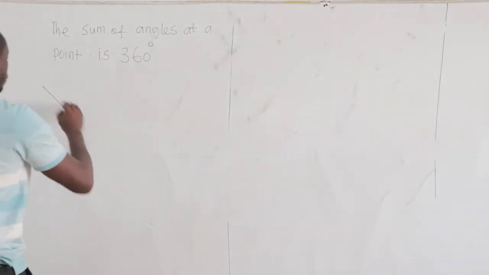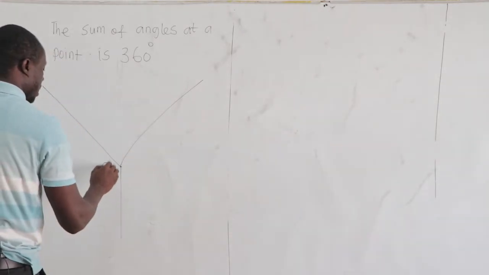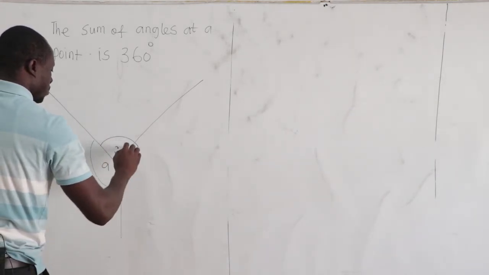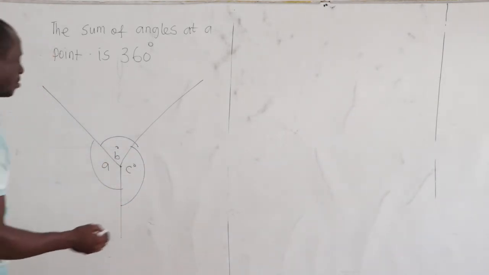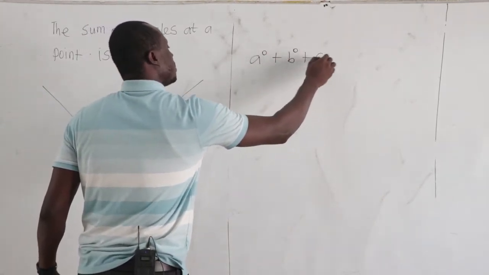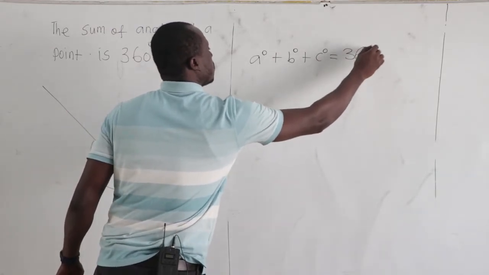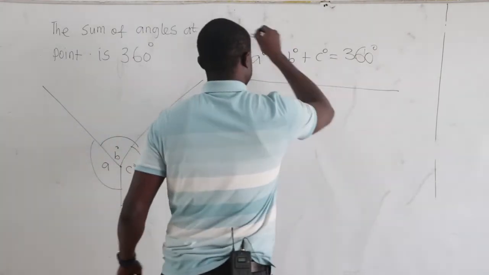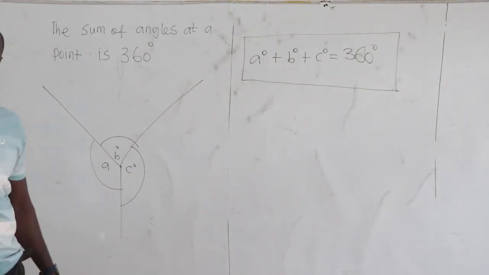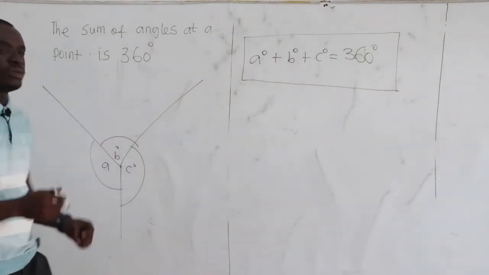So let's suppose that we have this diagram. Let's suppose this is our A, B, and C. Now, what are we saying? All that we are saying is that A degrees plus B degrees plus C degrees is equal to 360 degrees. The sum of angles at a point is equal to 360 degrees. So this is the point over here. So the sum of angles all around it is equal to 360 degrees.